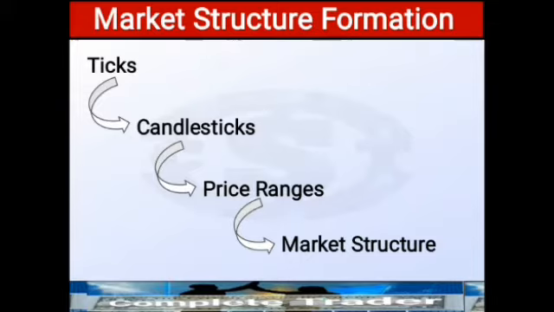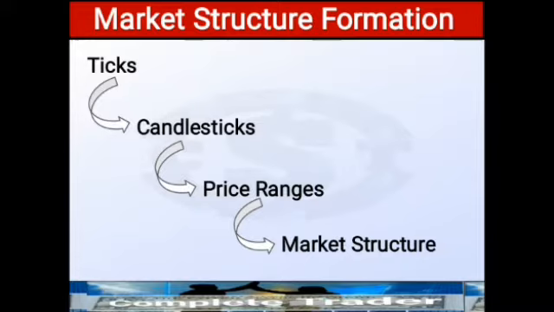So the candlesticks will now form the price ranges. Just like ticks come together to form the candlesticks over a time period, candlesticks over a time period will come together to form the price ranges. So multiple ticks form the candlesticks, and multiple candlesticks form the price ranges. Now, price ranges are what form the market structure.